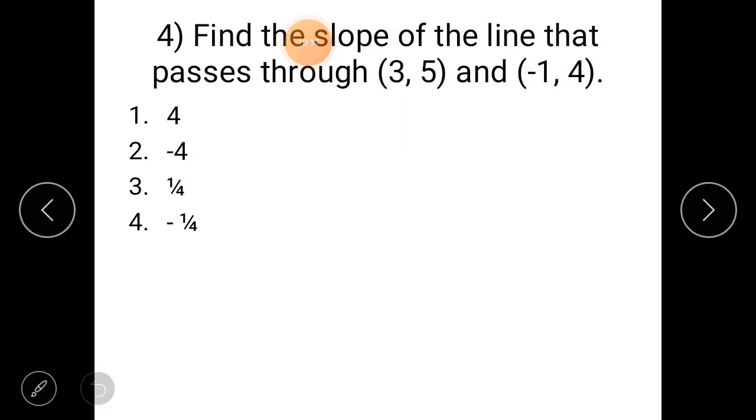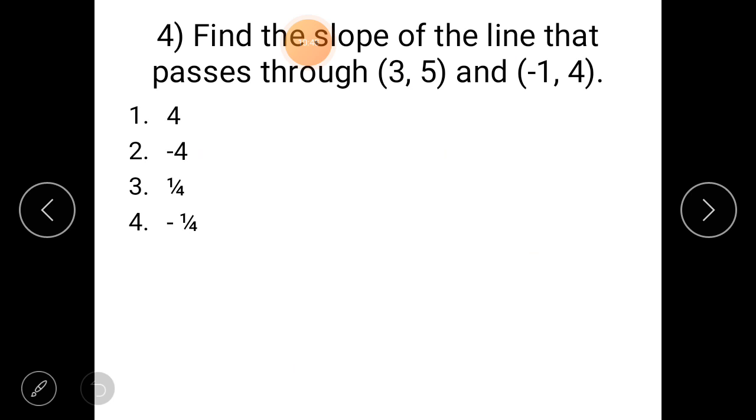Okay? So find the slope of the line that passes through 3, 5 and negative 1, 4. I'll give you 1 minute for this one. Okay, so let's answer this.